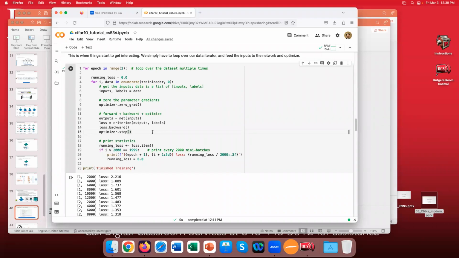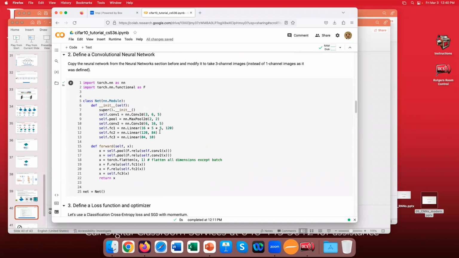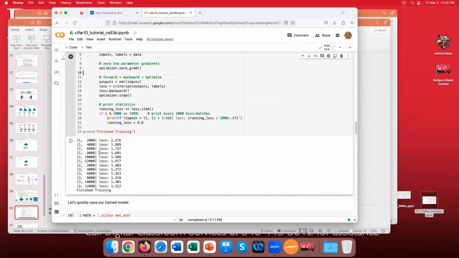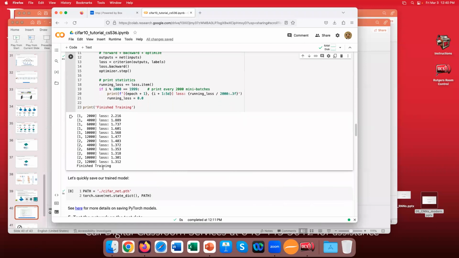So this is a very brief introduction, and in the homework there will be more details. I'm sure after reading and finishing the homework, you will get much more familiar with the workflow of PyTorch if you haven't already. Okay, and after running this block, we're going to see that the loss is actually gradually decreasing, and finish training.